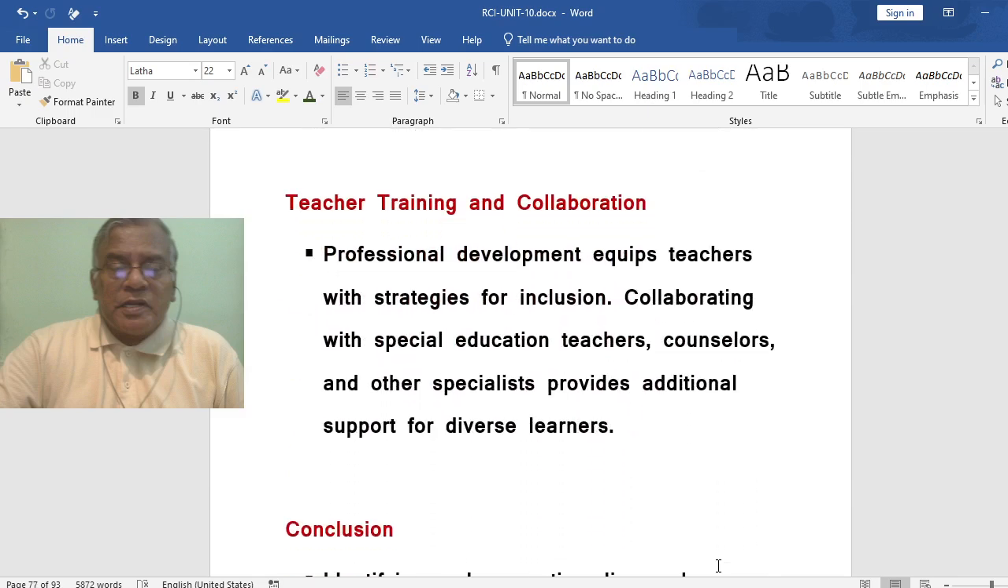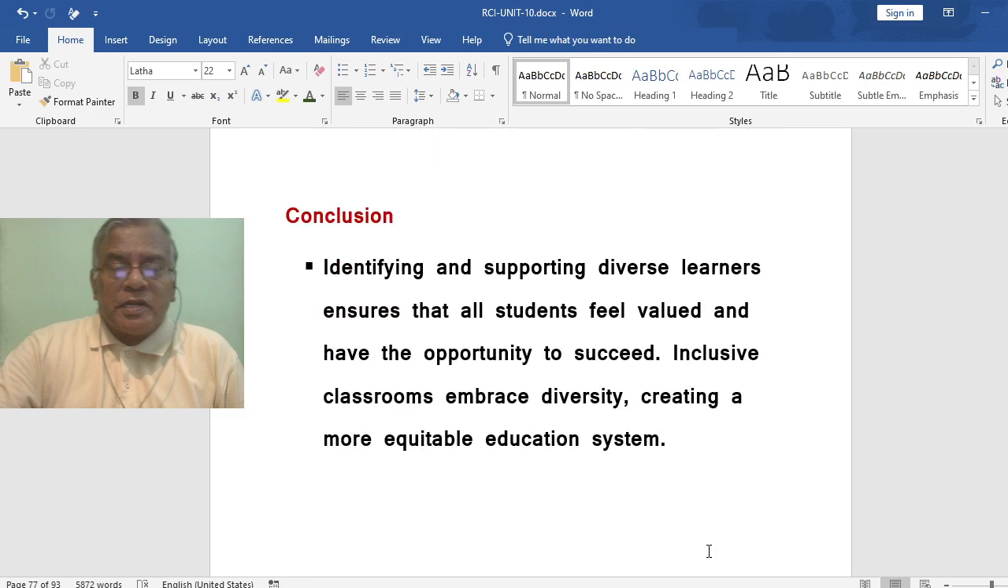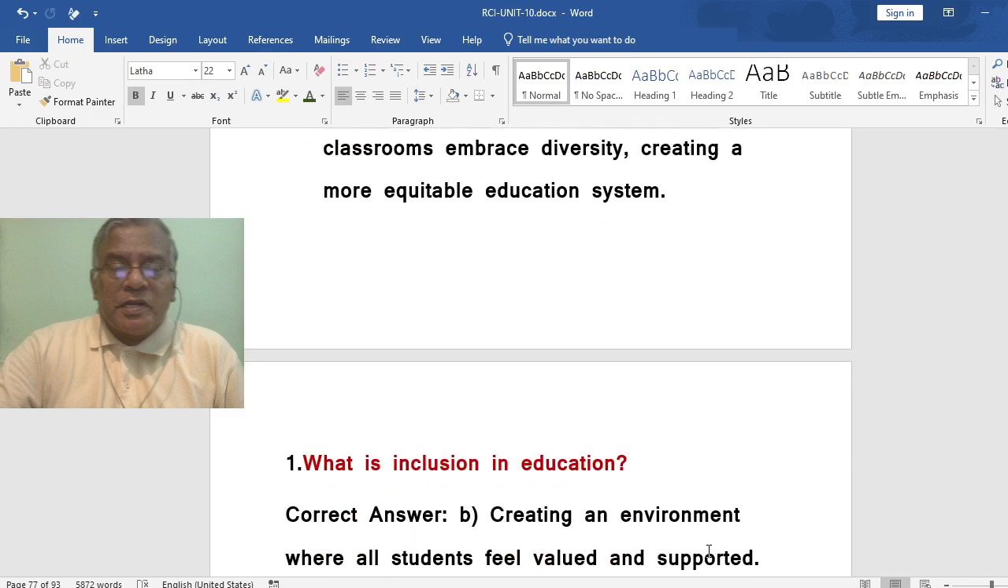Teacher training and collaboration. Professional development equips teachers with strategies for inclusion. Collaborating with special education teachers, counselors, and other specialists provides additional support for diverse learners. So, identifying and supporting diverse learners ensures that all students feel valued and have the opportunity to succeed. Inclusive classrooms embrace diversity, creating a more equitable education system.